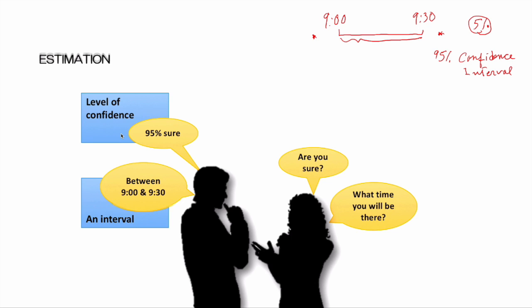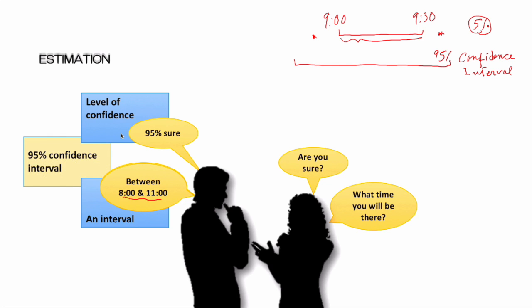And if this interval, for example, becomes 8 to 11, it will be a much wider interval. So we cannot be sure when this person will come. This 95% confidence interval between 8 and 11 will be very wide, and estimating the time of arrival will be very difficult. So maybe we cannot trust such a wide interval.